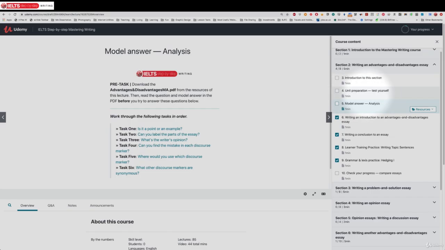Okay, so move on now to the testing yourself section, and then look at the model answer analysis and then go through slowly all those things that I've just spoken about in more detail, and then finally compare your essays. So hopefully this section will help you greatly. This advantages and disadvantages essay, this type of essay is extremely common in the IELTS exam, which is the reason why it's the one that I start with in this course.